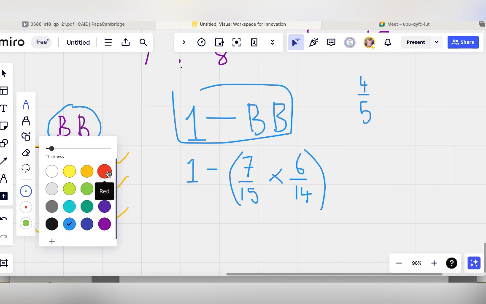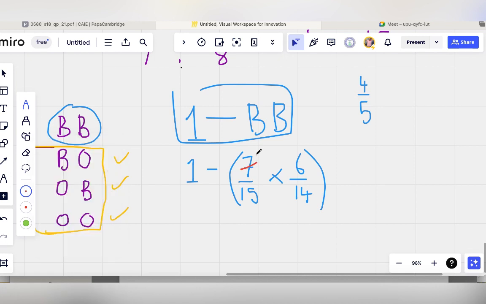to make the problem easier for us. 7 divided by 7, you get 1. 14 divided by 7, you get 2. 3 can go into this, you get 2. 3 can go into 15, you get 5. So in this fraction, in the numerator you have 1 times 2, which is 2. And in the denominator you have 2 times 5, which is 10. So 2 over 10 is the same as 1 over 5. So we have 1 over 5 inside the fraction.